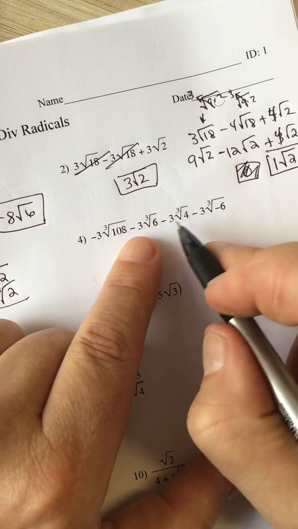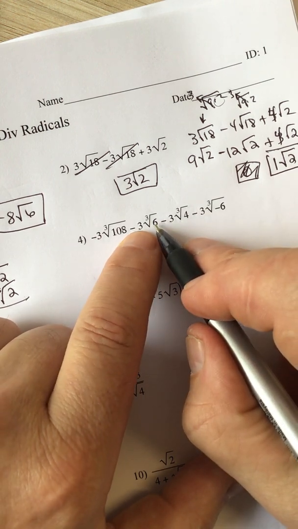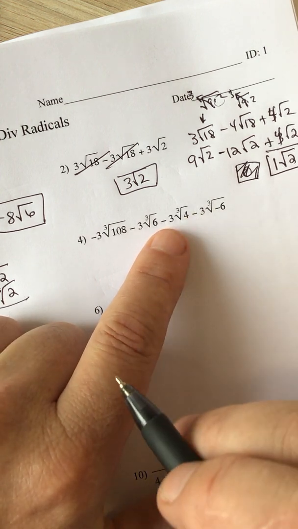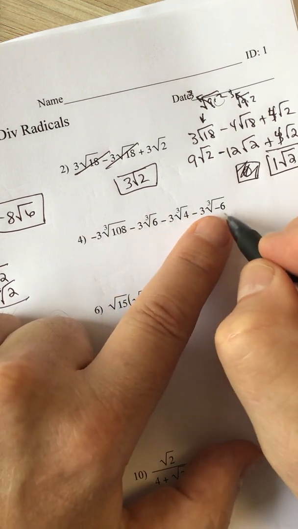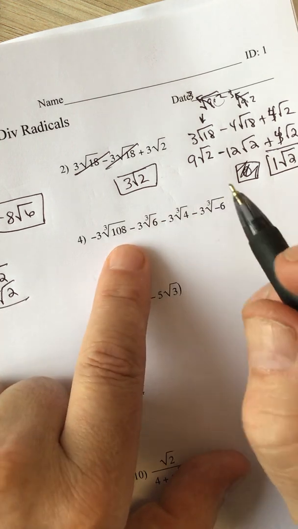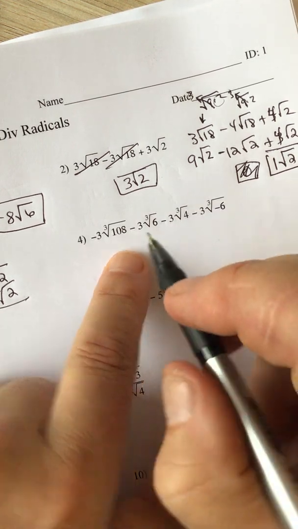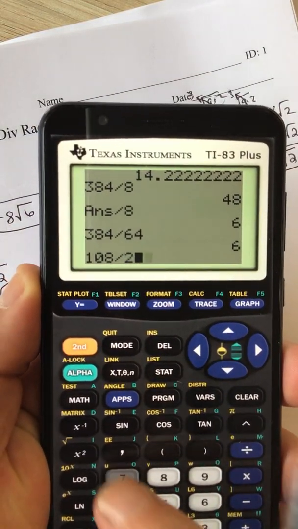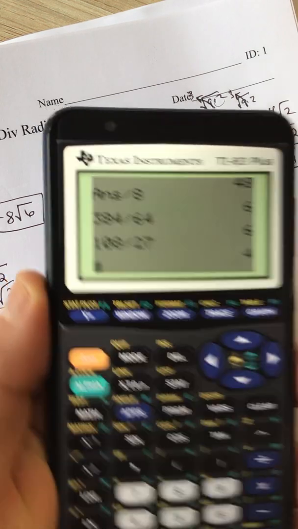Okay, well the nice thing over here is that it's simplified. There are no 3 pieces that will make a 6 or a 4 or a 6, so those are all good. Actually, this one is not. I'm going to fix that one. And then the 108, I'm looking for some third roots of that. I think there's a 27 in 108. 108 divided by 27 is 4.